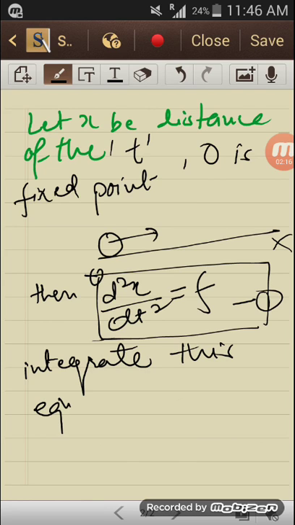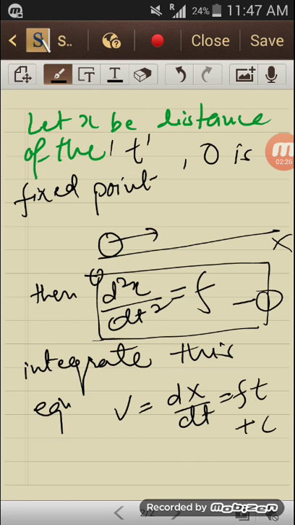what do we get? We get v, that is dx by dt, equal to ft plus a constant, because on one integration we get one constant. If we reintegrate, we will get another constant. This is equation 2.